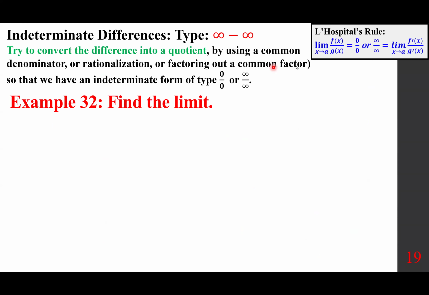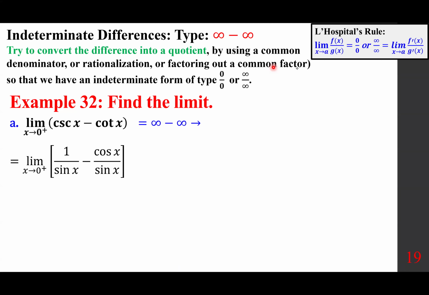There are various indeterminate forms. One of them is infinity minus infinity. For example, the limit of cosecant x minus cotangent x. If you plug in, you get infinity minus infinity. So the technique is to rewrite them as 1 over sine for cosecant, cosine over sine for cotangent. Take a common denominator.